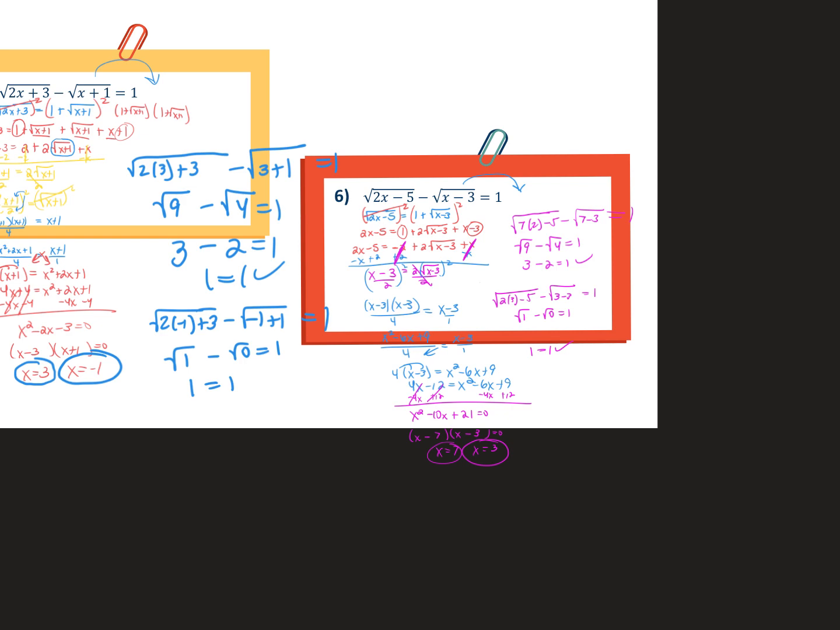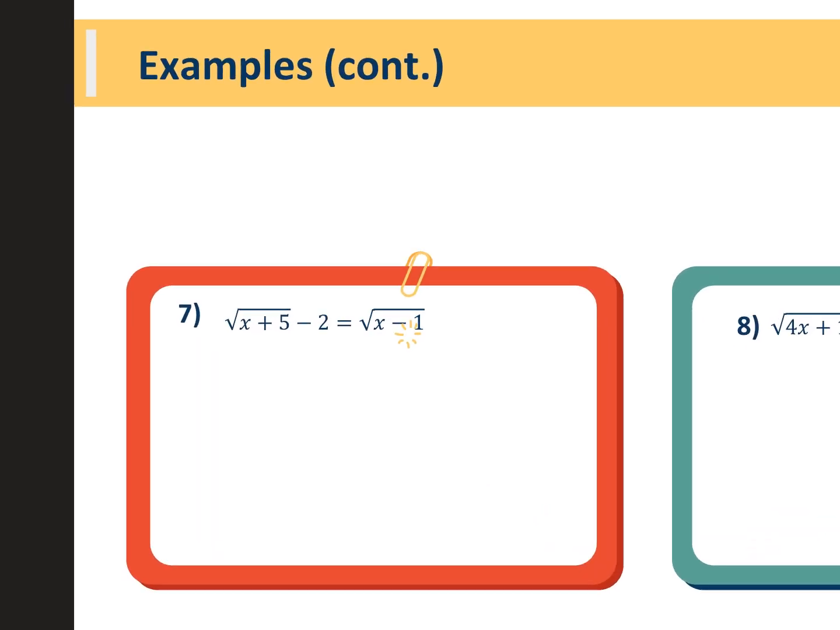Whew, 2 more. You guys are doing great. Same kind of concept, right? I see now that I have 2 radicals. One's on one side, one's on the other. So we're good. We can just go ahead and do what? Perfect. We can just go ahead and square both sides.